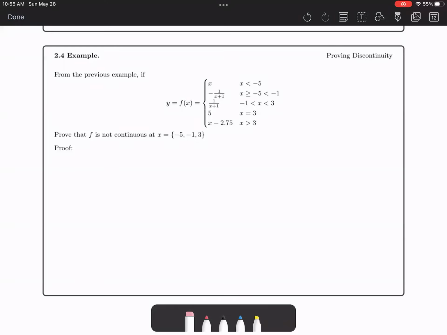Example 2.4, we have a piecewise defined function. It's broken up across a couple of different points. Let's show that this function is not continuous at -5, -1, and at 3.